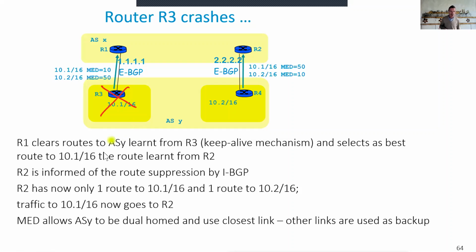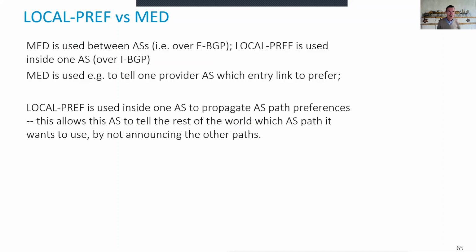So this MED mechanism allows us to do two things. It allows the client to be dual homed, to have two points of connection and use the closest link, but still use the other links as backup, which is of course something we constantly would like to do with BGP. When designing the policy, we always want to have such possibilities.